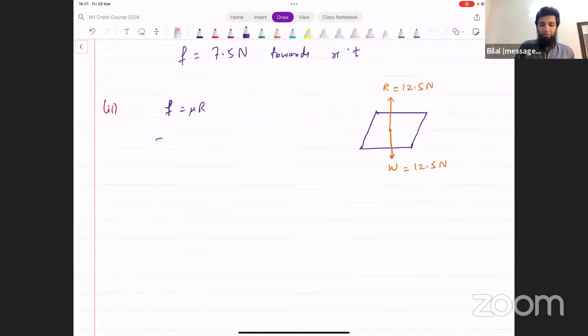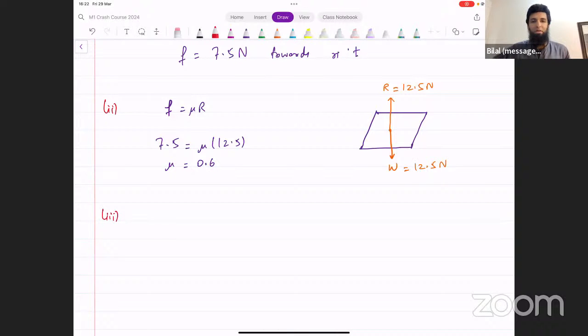We can say F equals 7.5, that equals mu into R. R is 12.5, and mu equals 7.5 over 12.5. What's that? 0.6. That's the coefficient of friction that we were looking for. Okay. Let's look at the third part now.